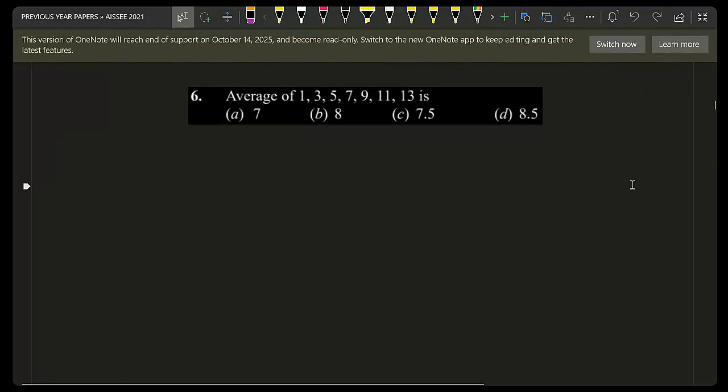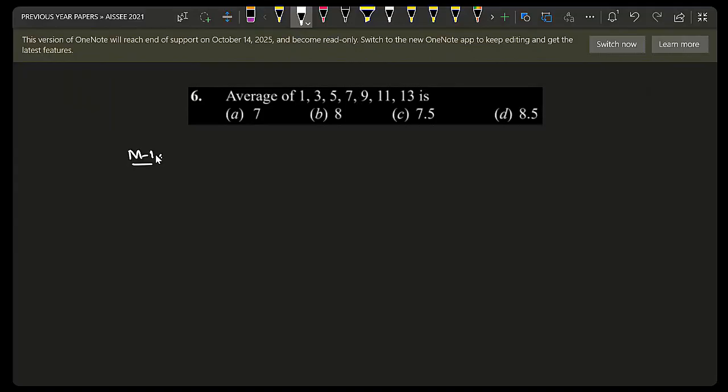So, Sainik 2021 paper, maths, we have completed the first 5 questions and we'll start with the sixth one. The question is: average of 1, 3, 5, 7, 9, 11, and 13. Let us solve this in 2 methods. Method number 1.